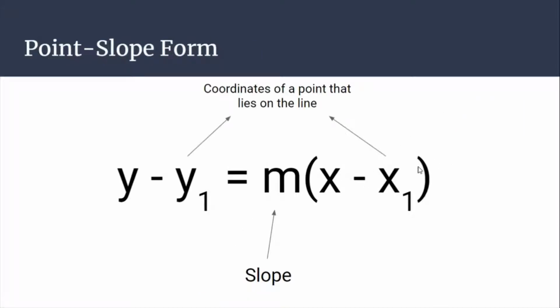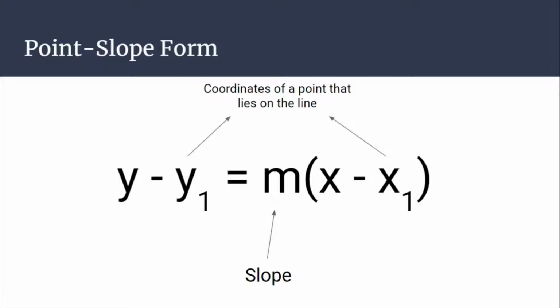The next form is the point-slope form. The point-slope form is y minus y1 equals m times x minus x1, and m is once again equal to the slope. y1, x1 represent a coordinate of a point that lies on the line. Unlike the slope-intercept form, this point does not necessarily have to be the y-intercept of the line. It could just be any point that lies on the line.